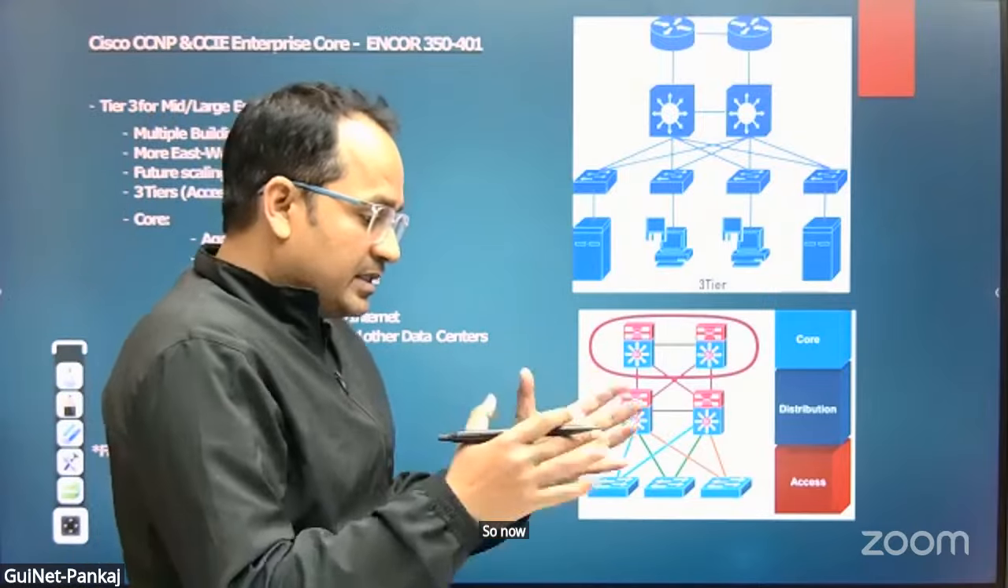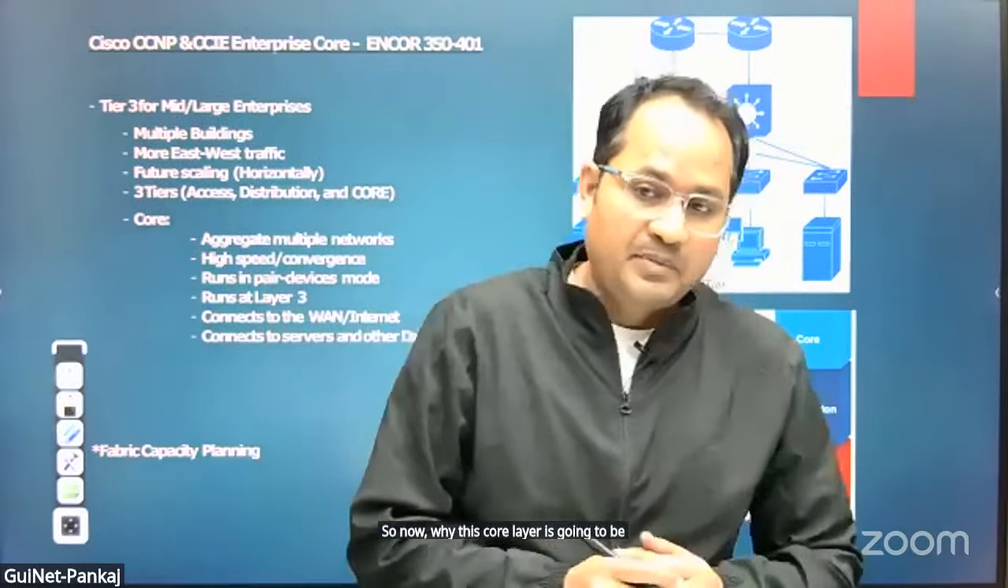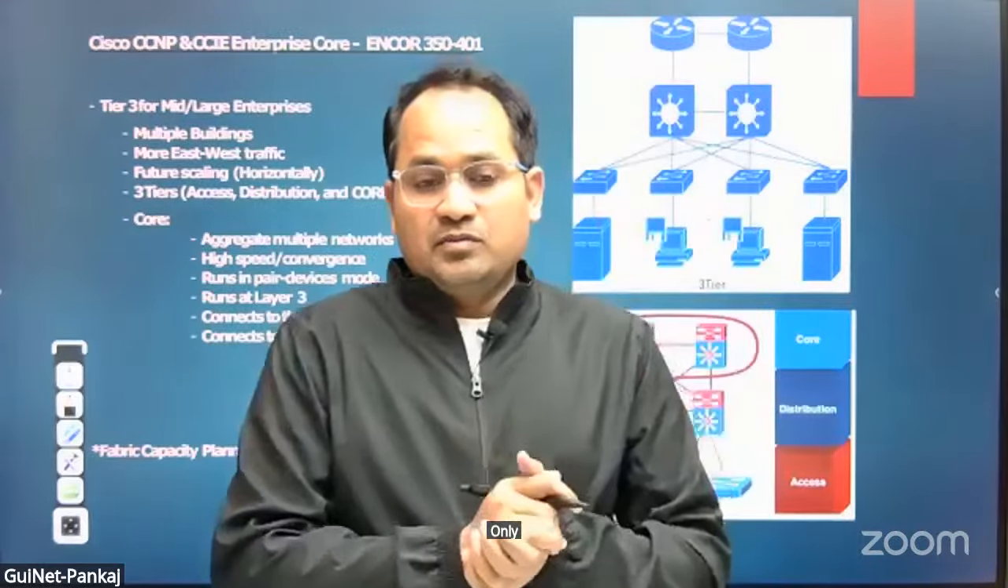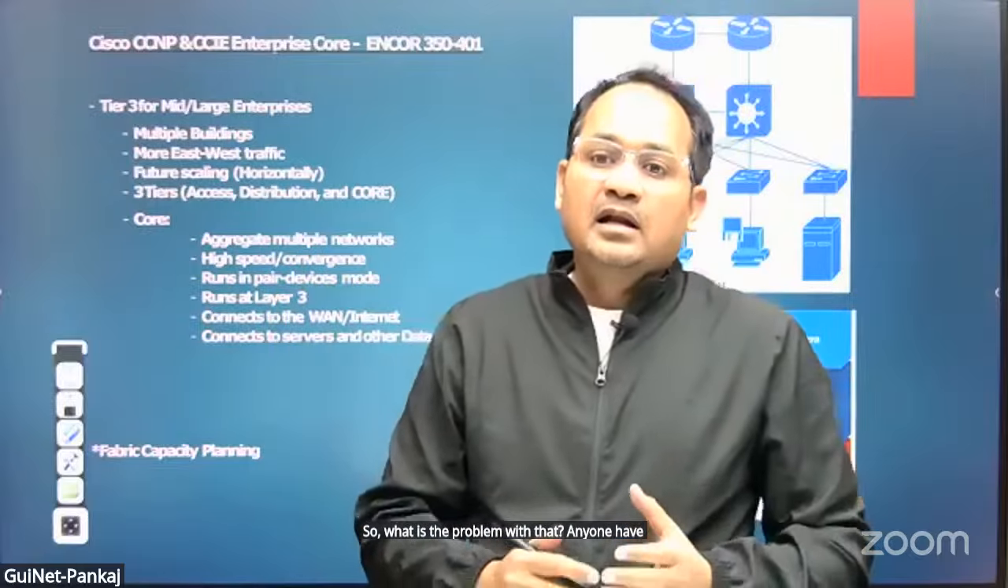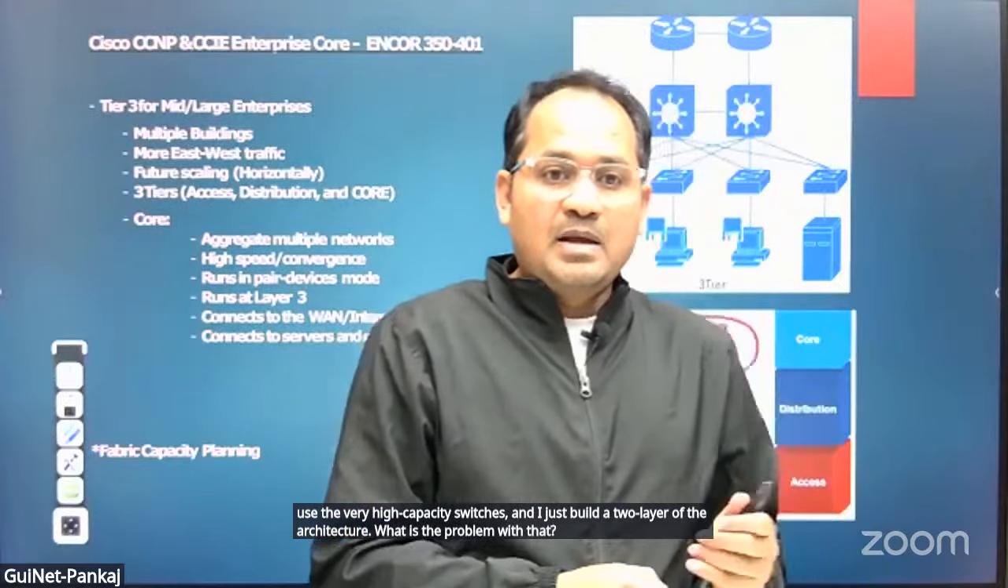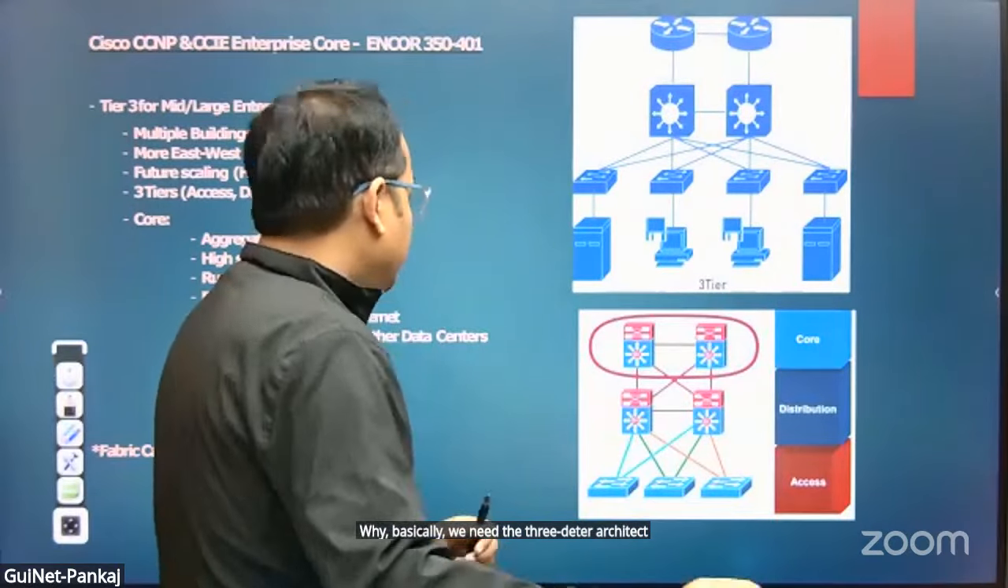So why is this core layer important? Previously, let's suppose I want to use only two-tier architecture for my whole network design. What is the problem with that? Anyone have any idea? Let's suppose I use very high capacity switches and just build two layers of architecture. What is the problem with that? Why do we need the three-tier architecture? Anyone have any idea?